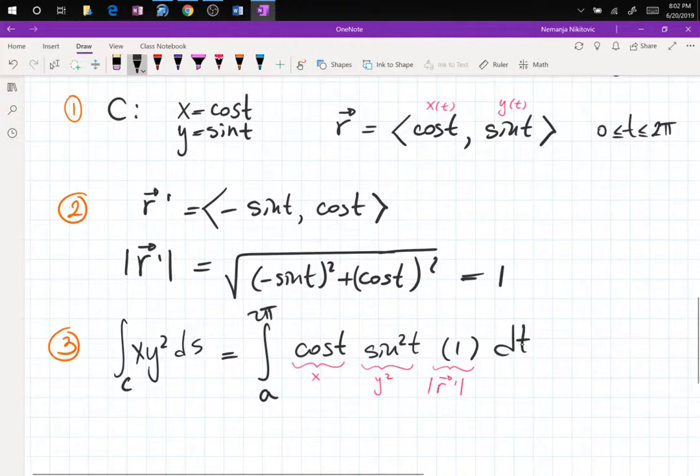So you plug everything in. You compute it. You found your r, so you know what your x and y are. And then you differentiate that and find the magnitude to come up with what the 1 is in this example. And then after that you just put all of this together, and there you go.